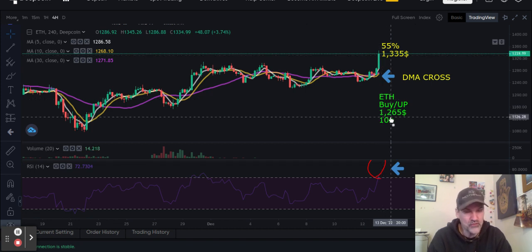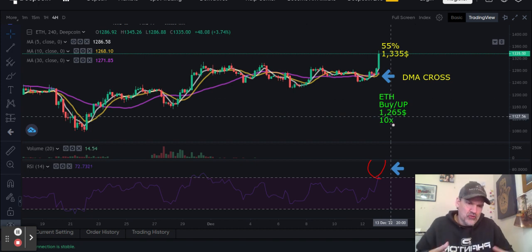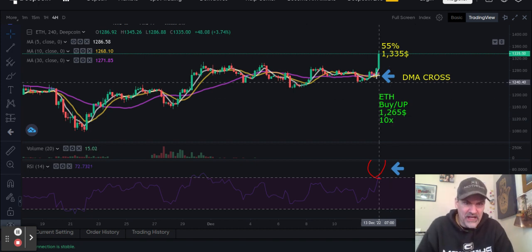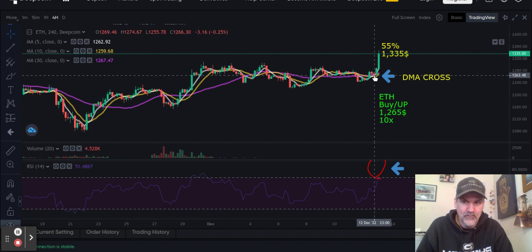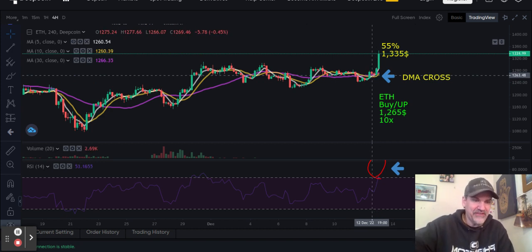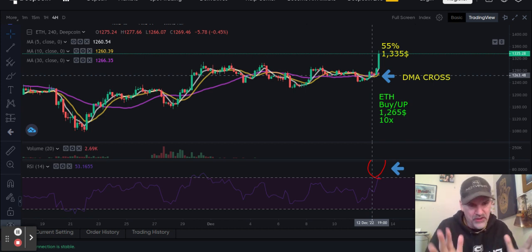So from that, people like, Jay, like 1265, why'd you pick that number? Because we broke through the 5-day and the 7-day. You can look at the upper left-hand corner. I've got the 5 and the 10 because some of the people in the group like to use 5, 10, 30. I like to use 7, 21, 30. But whatever your poison is, it's the same.